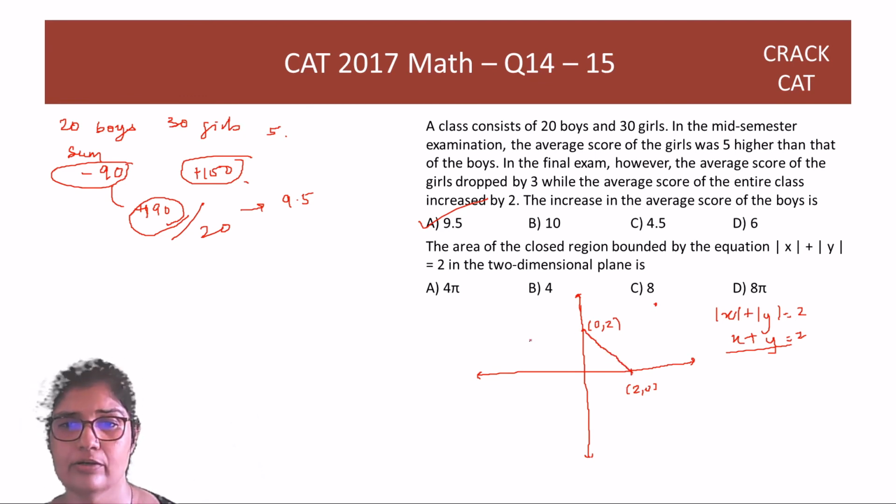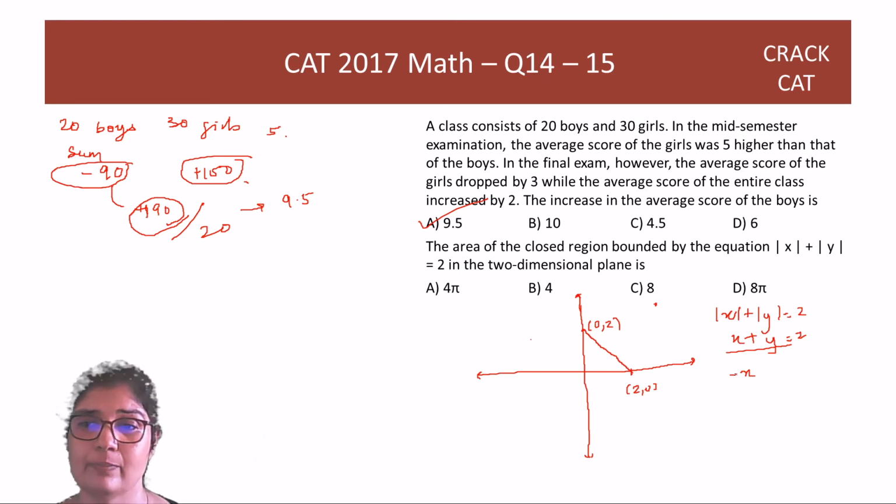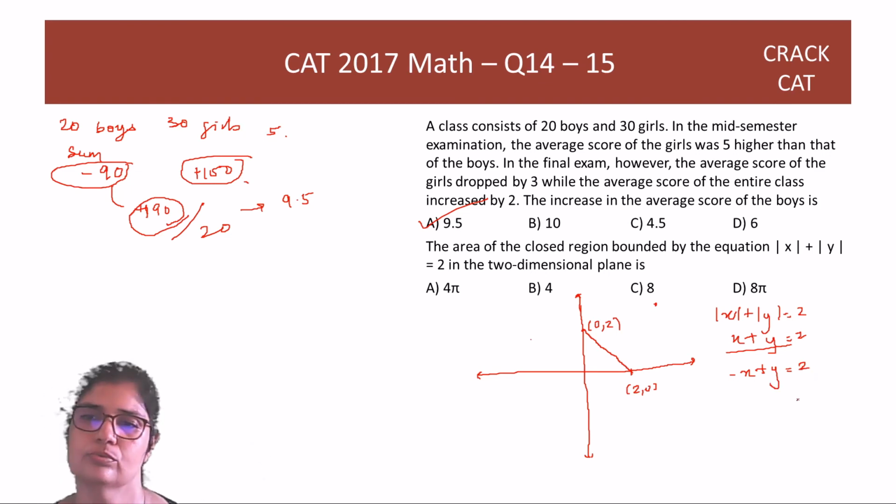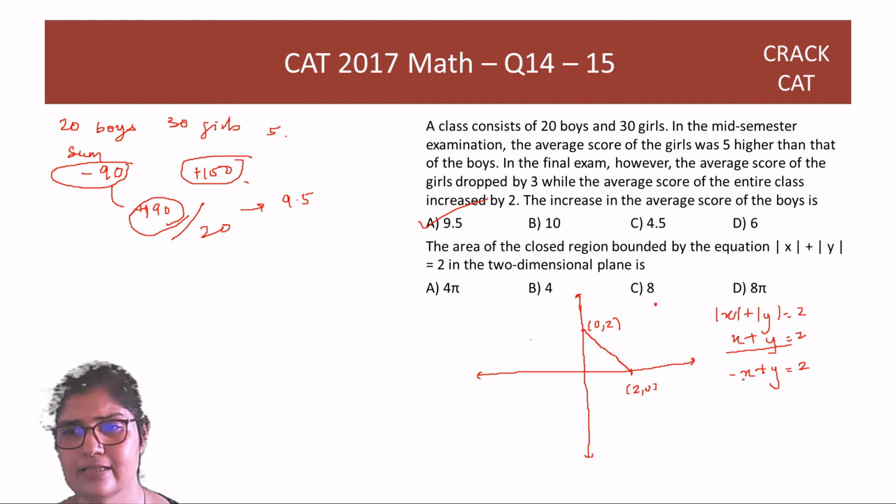Now in this quadrant, your x is negative. So mod x is actually minus x because x is negative. So it has to be multiplied by -1. Here y is still positive. So on this side your equation is minus x plus y is equal to 2. So again let's draw this. When x is 0, y is still 2. So this point still holds. And when y is 0, x becomes -2. So this is the line for, I think, yeah, the second quadrant.